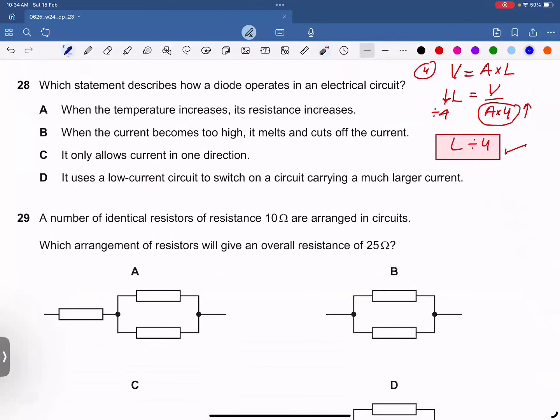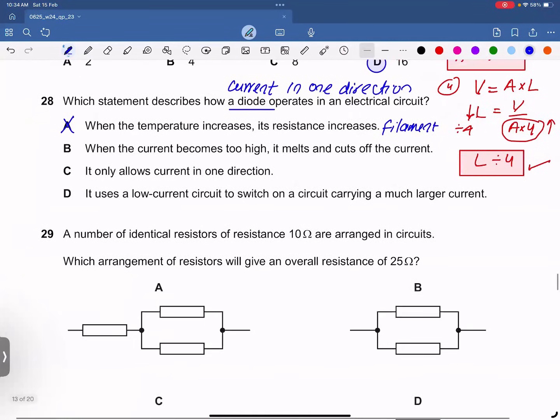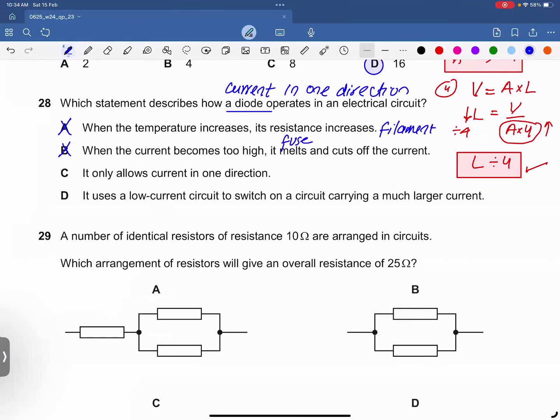Question 28 says, which statement describes how the diode operates? Very easy question. The diode allows the current to flow in one direction. When temperature increases, resistance increases? No. This statement is actually for a filament or heater. When current becomes too high, it melts? No. This statement is for a fuse, not for a diode. It only allows the current in one direction? Yes, this is the diode. It uses a low current circuit to turn on a much higher one? This is a relay. See, I told you about everything else as well. So the right option is C, my dear students.